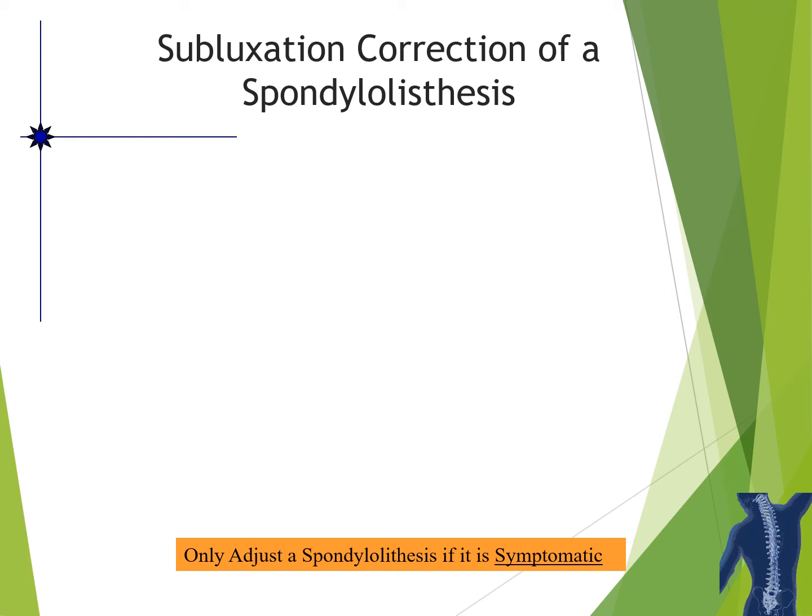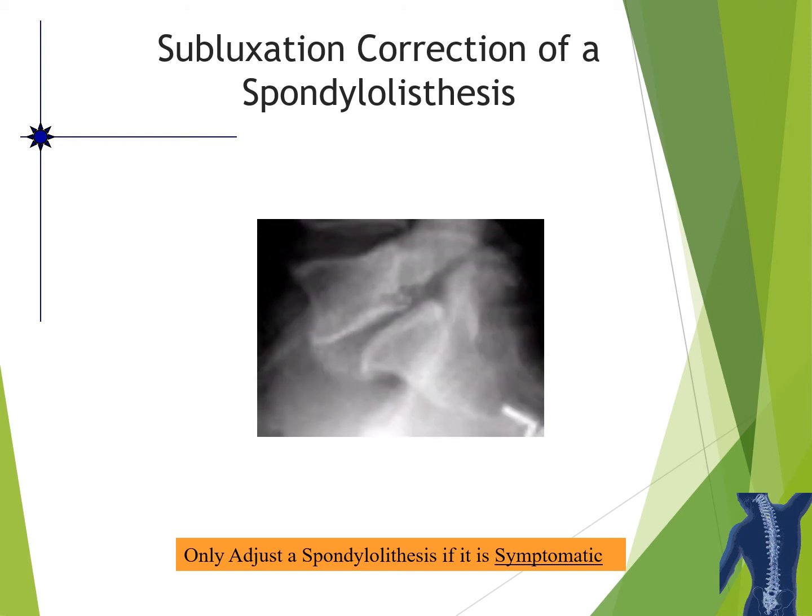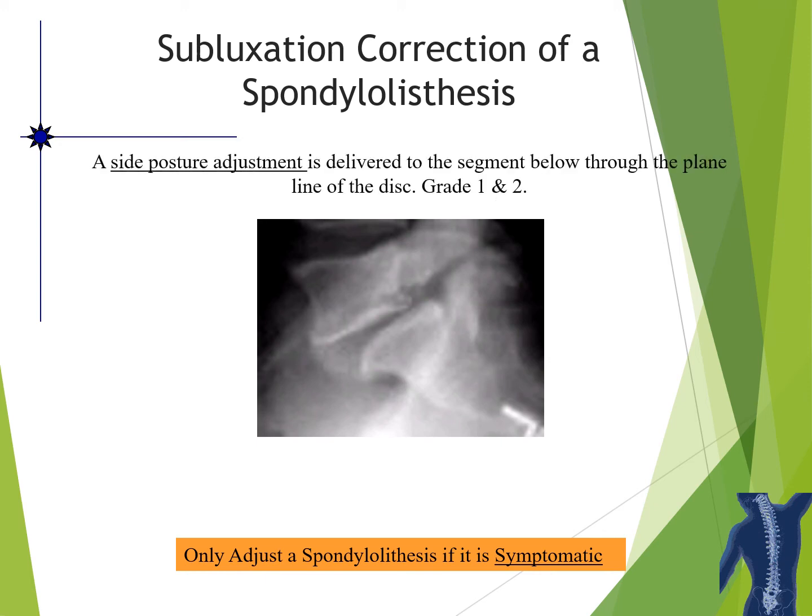In the Gonstead technique, we do have a protocol for taking care of our patients with spondylolisthesis. Here's an image that we saw earlier with a spondylo, grade 1, almost grade 2 here. In this patient, the correction is made in the side posture position, and it's delivered to the segment below the spondylo for a grade 1 and grade 2 spondylo. This patient is adjusted side posture on the segment below.